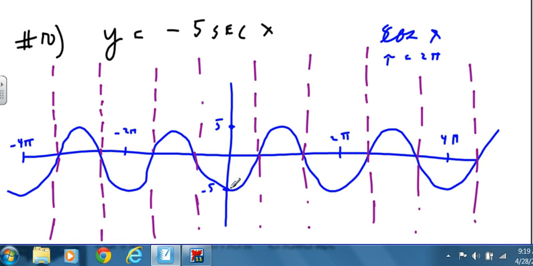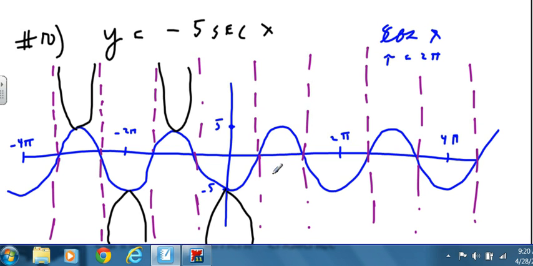Okay, now, because I've already flipped the cosine function around, I don't have to do it again for that minus sign. And now I can just put in my secant function. So I'm starting at 5, I'm going up. I'm starting at minus 5, I'm going down. 5, I'm going up. Minus 5, I'm going down.